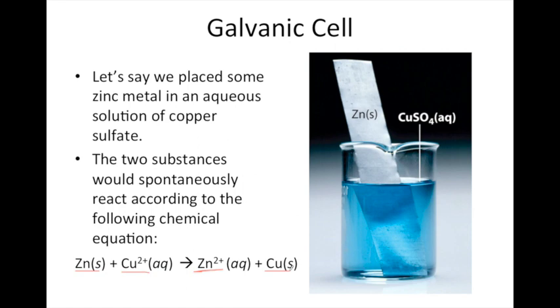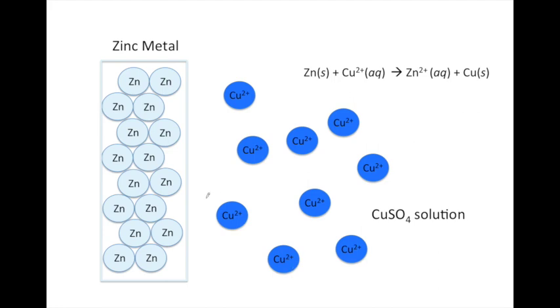So let's look at this reaction at the atomic level. Here, this figure represents the zinc metal, and each of these would represent a zinc atom. So we have solid zinc over here, and over here we have the copper ions that are in solution. So we have our solid piece of zinc, and we have our copper ions which are in solution.